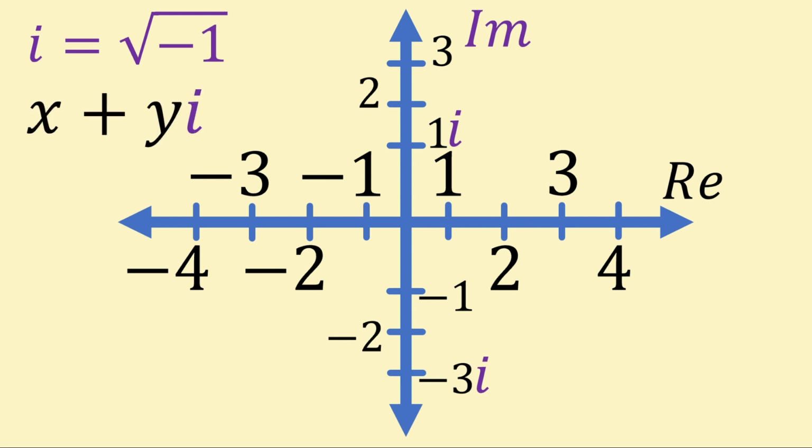x is a real number from the real horizontal axis, and yi is an imaginary number from the imaginary vertical axis. Here's an example. Let's find the value of this complex number, at position 3, 2 on the axis. As the number is 3 across on the real axis, 3 is our x. As the number is 2 up in the imaginary axis, 2i is our yi. Our complex number is 3 plus 2i.